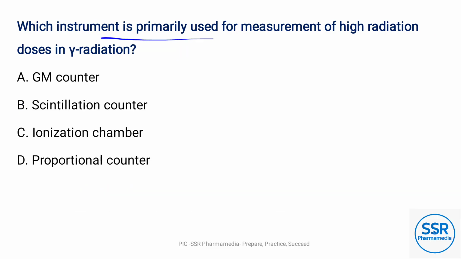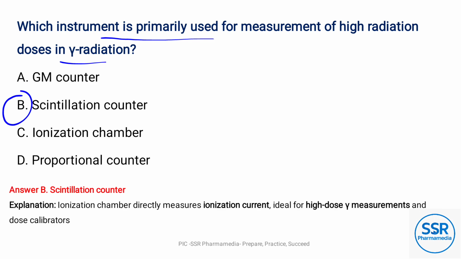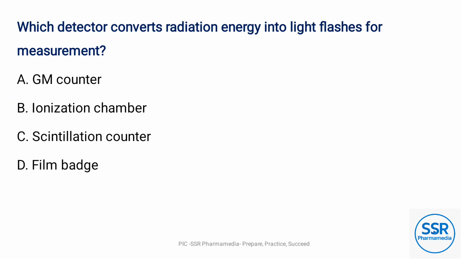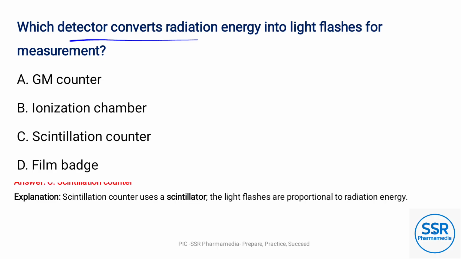Which instrument is primarily used for measurement of high radiation dose in gamma radiation? So option B, scintillation counter. Which detector converts radiation energy into light flashes for measurement? Option C, scintillation counter.